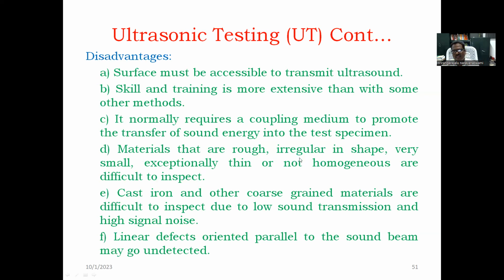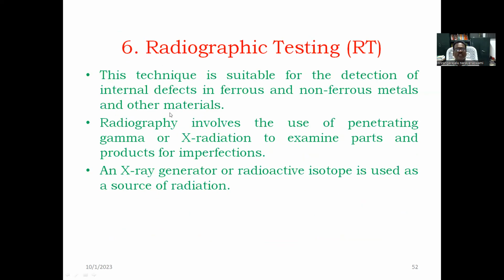Materials that are rough, irregular in shape, very small, exceptionally thin, or not homogeneous are difficult to inspect. Cast iron and other coarse-grained materials are difficult to inspect due to the low sound transmission and high signal noise. Linear defects oriented parallel to the sound wave may go undetected. This technique is suitable for the detection of internal defects in ferrous and non-ferrous metals and other materials also.